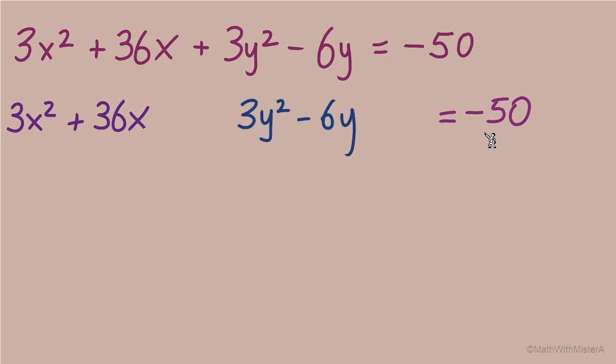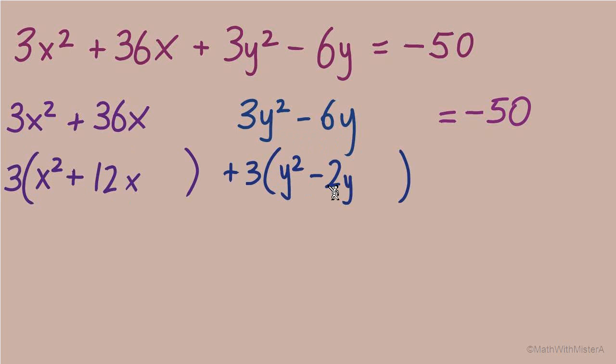Now I'm getting ready to complete the square, but since we have coefficients here on x squared and y squared, I'll factor those out. Factoring out the 3 times x squared plus 12x, factoring the 3 out as a greatest common factor. Let's go ahead and do the factoring with the y variables. Again, it's 3, leaving us with y squared minus 2y in the parentheses, equals negative 50.